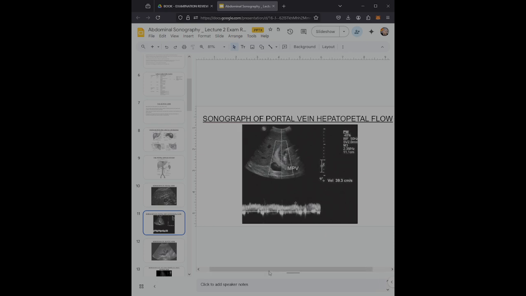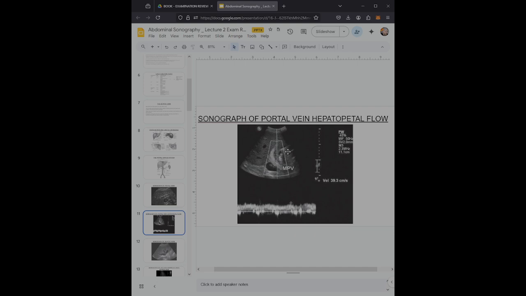So over here we have a Doppler image of flow. Specific flow we're looking at is hepatopetal flow, meaning flow towards the liver. Unfortunately, this image is not colorized, but on this image here we have normal hepatopetal flow within the main portal vein, and there's some respiratory variation.